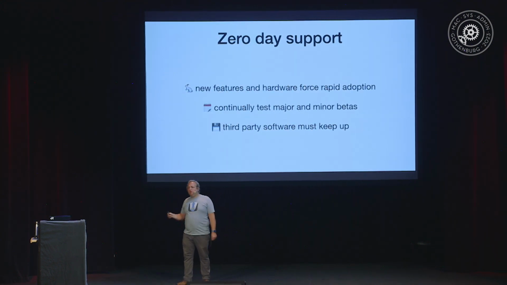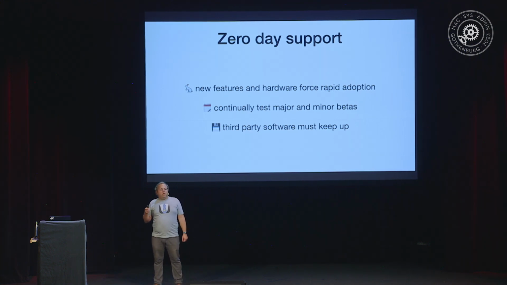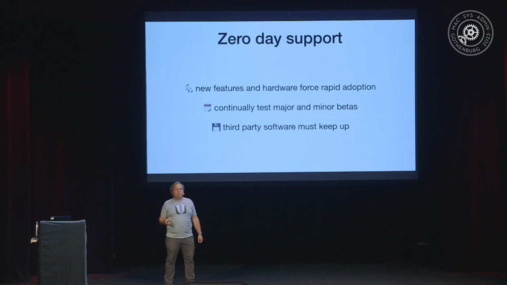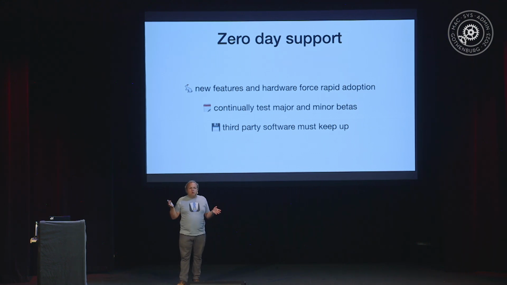Either way, we need to provide zero-day support for our users. And that means we have to continually test major and minor betas. You have to have test devices living on the betas. iOS 17.1 and macOS Sonoma 14.1 are available on the second beta already. We don't know when it will be, but the .1 update is usually fairly quick.